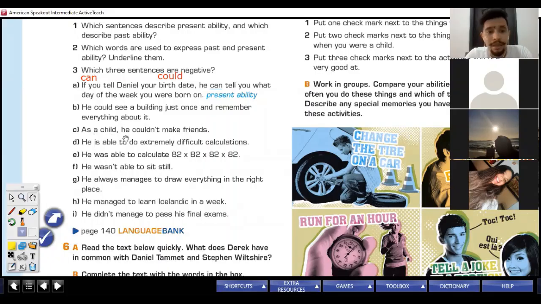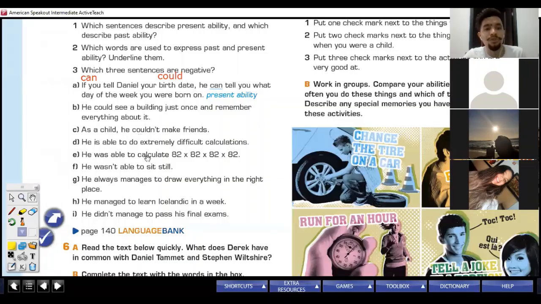As a child, he couldn't make friends. Past ability. All right. But this is in negative, right? Which means we have two types. We have abilities and disabilities, right? In this case, is not making friends an ability? No. This is more a disability, like something you cannot do. But it's still showing a kind of ability in the past, right? Good. How about letter D?